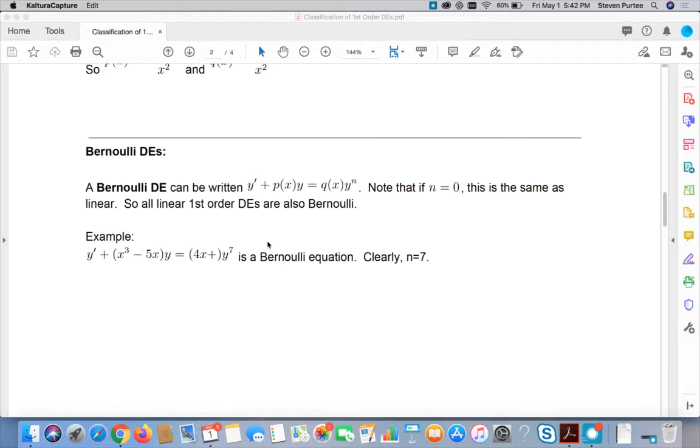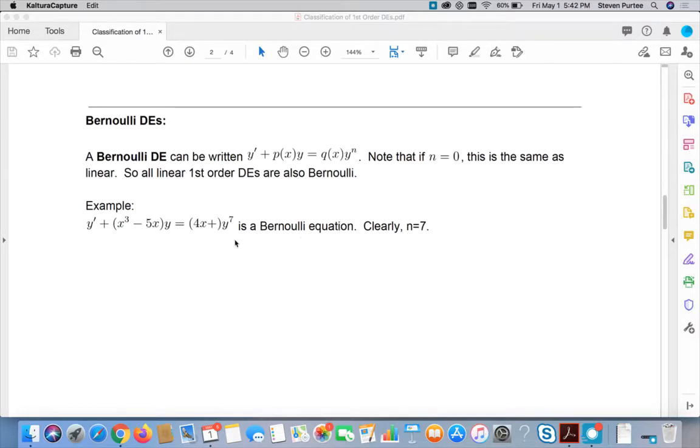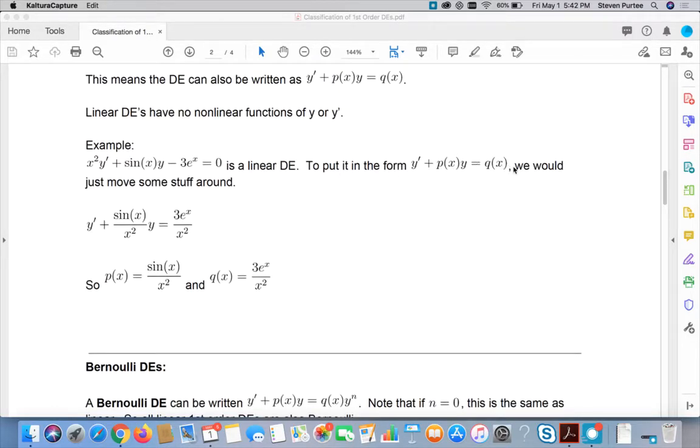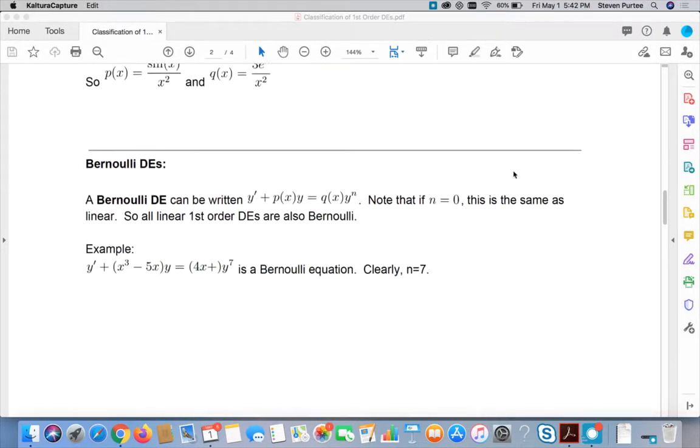Bernoulli DEs are a lot like linear, but they've got this extra factor of y to the n hanging out. So this would be a Bernoulli DE. It's got a y prime in it, it's got a y, and it's got this extra thing, y to some power in it. And so n here would be 7. Notice that all linears are Bernoulli. Like this form right here just has y to the 0 over here on the end, so all linears are also Bernoulli.